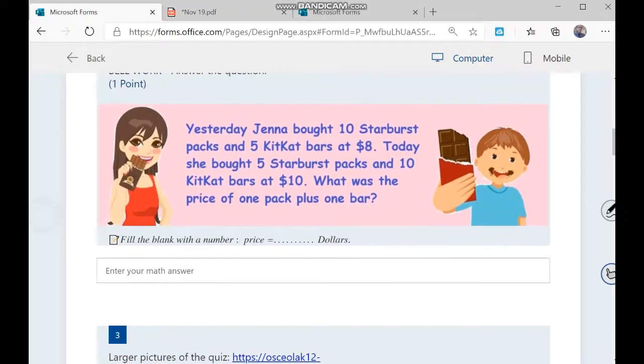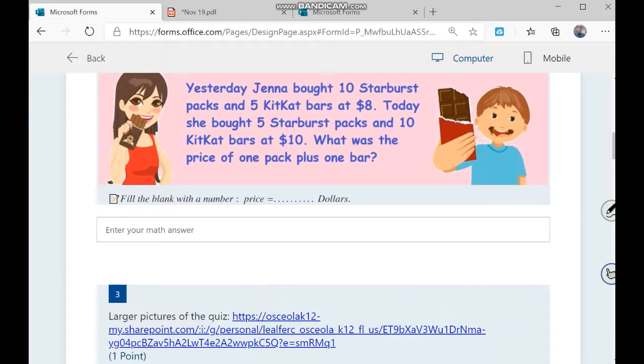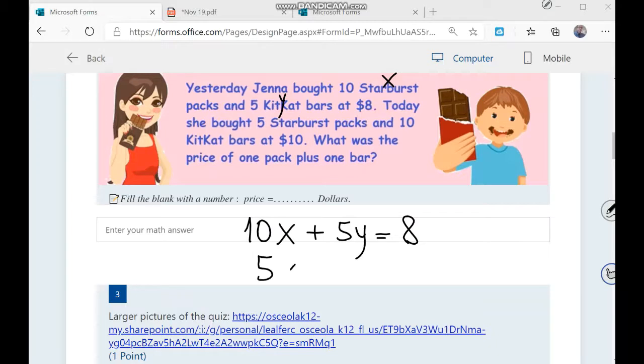The solution for our bell work: we're going to treat this as a system of linear equations and apply what we know about them. Let's say each Starburst costs X dollars and each Kit Kat costs Y dollars. Yesterday, Jenna bought 10 Starbursts and 5 Kit Kats: 10x plus 5y equals $8. Today, she bought 5 Starbursts plus 10 Kit Kats for $10. What the question is asking is x plus y.